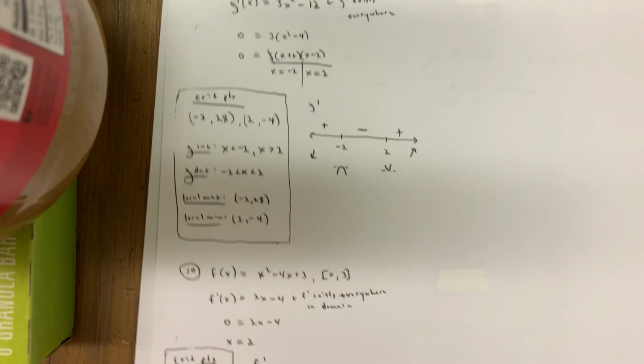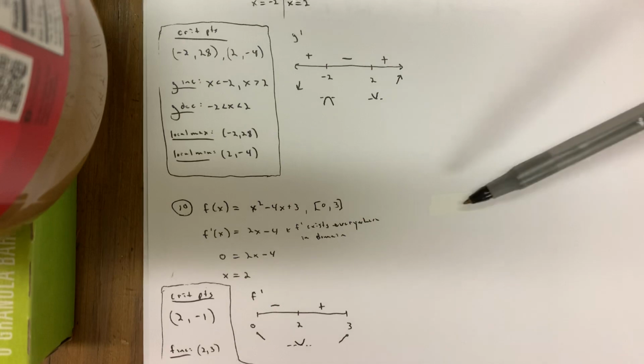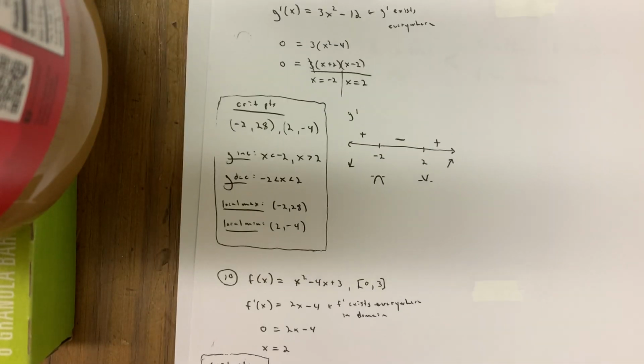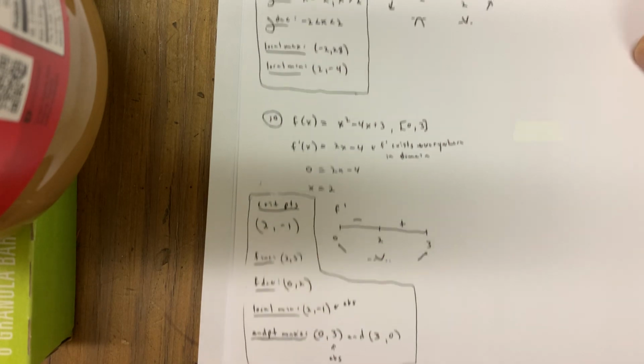So number 5 hopefully wasn't too terrible. You also had number 9 and number 10. I think in your homework solution, it says g double prime of x over here and f double prime of x over here. That's the second derivative test, and the second derivative test we will speak about.